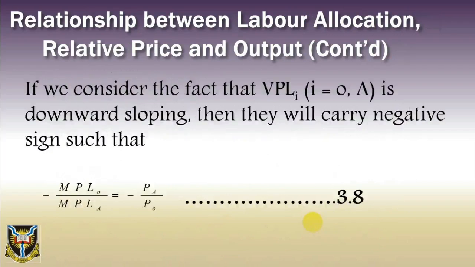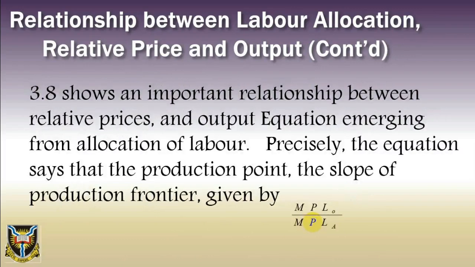If we consider the fact that the production possibility frontier is downward sloping, then they will carry a negative sign, such that minus MPLO over MPLA equals minus PA over PO. Equation 3.8 shows an important relationship between the relative prices and output, an equation emerging from the allocation of labor.